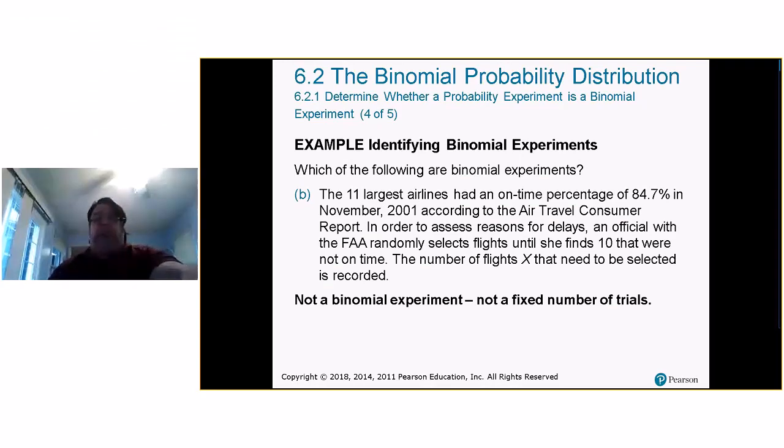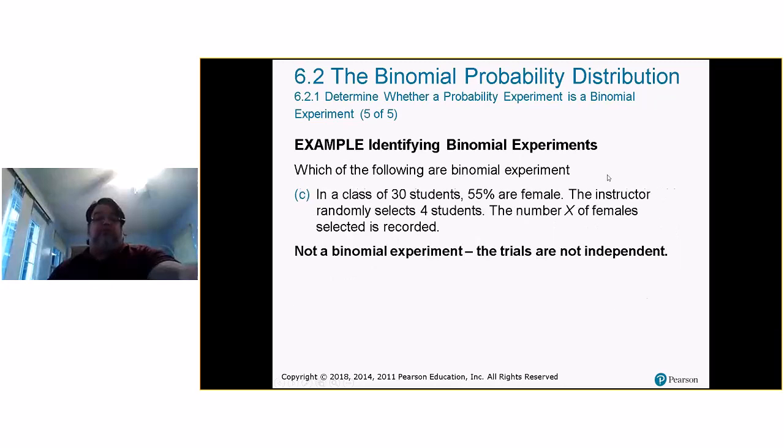And we're going to do a problem here in just a second. In a class of 30 students, 55 are female. The instructor randomly selects 4 students. The number X of females is recorded. You can't vote twice. When you're talking about bodies or votes, you can't go back and say, I'm going to be on this committee, but I'm going to go back and be on the other committee. You can't do that. That's why the trials are not independent.